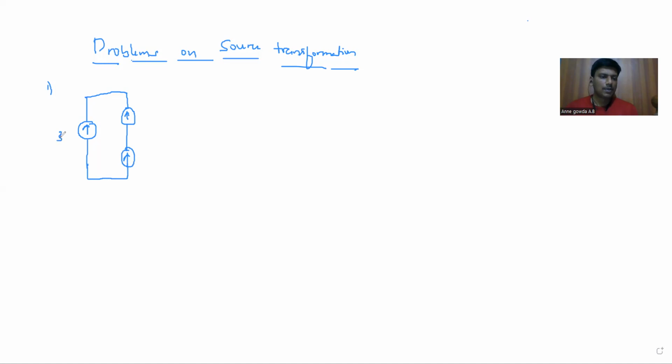So the first current source is 3 amps, 2 amps, 1 amp, then 2 ohms, 2 ohms, and 4 volts.